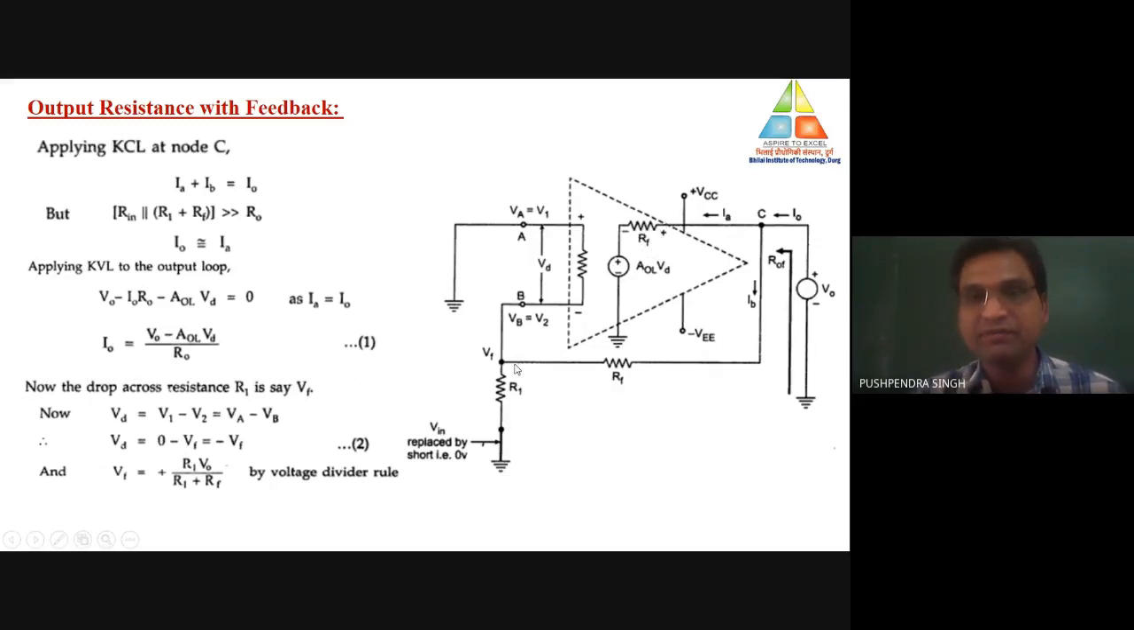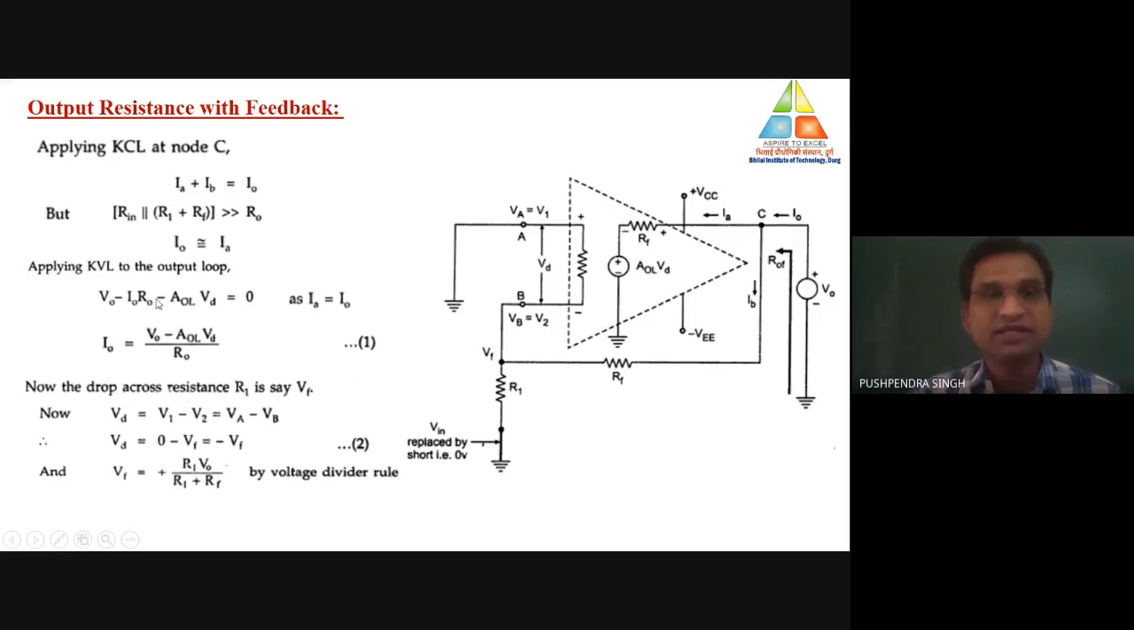And in this particular path, what is the total value of the resistance? Very high, in kilo ohms, mega ohms. Why? Because these are the two resistances, and also an internal resistance is present. The internal resistance is infinite. So the total resistance is Rin in parallel with R1 plus RF. That is the total resistance connected in this particular path. So the value of current will be 0. So here, if the value of current is 0, I0 is equal to Ia.